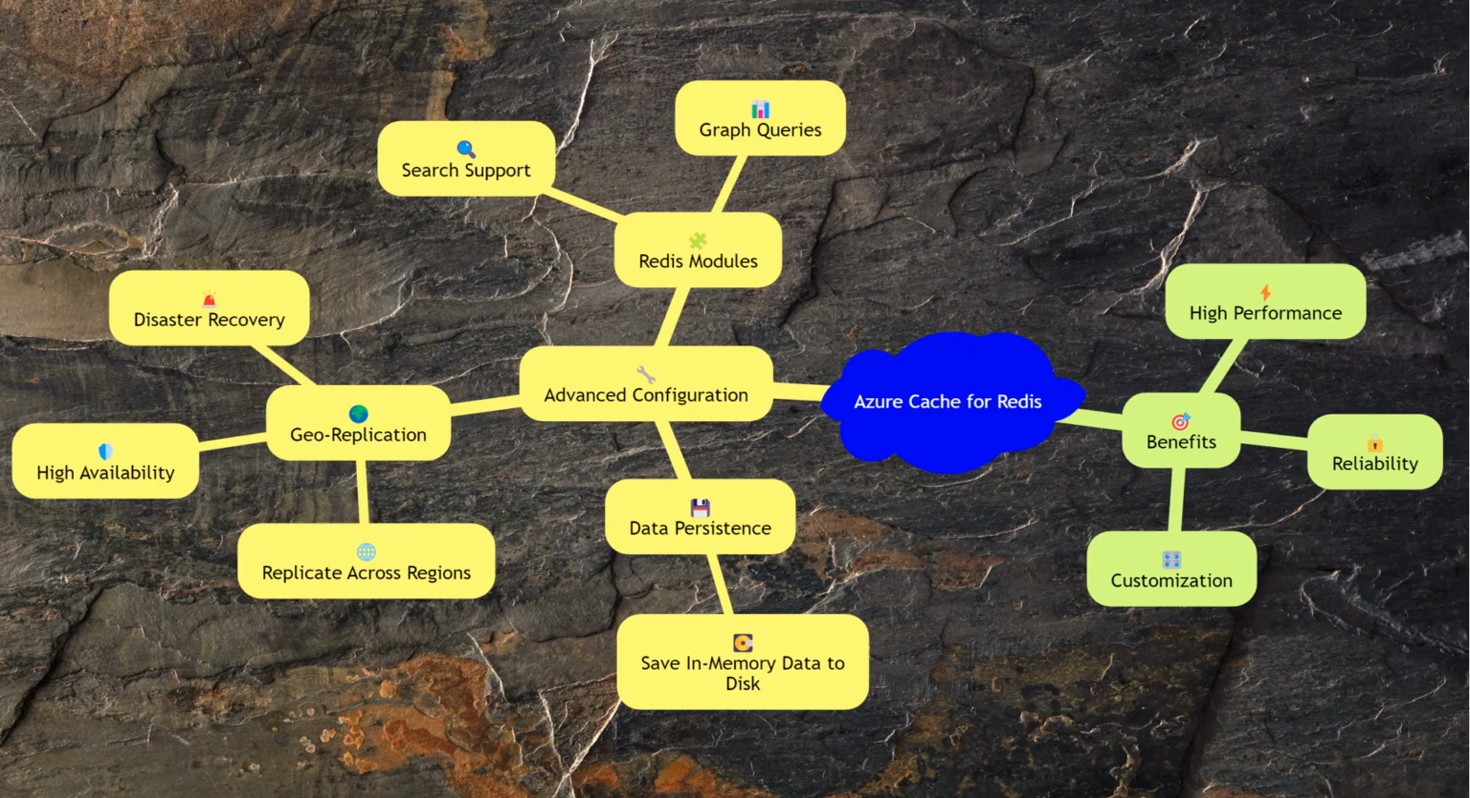Azure Cache for Redis offers several advanced configuration options to enhance its functionality. These include data persistence, which allows you to save the in-memory data to disk, and geo-replication, which enables you to replicate data across multiple regions for high availability and disaster recovery. Additionally, you can configure Redis modules to extend the capabilities of your cache, such as adding support for search and graph queries. By leveraging these advanced options, you can tailor your caching solution to meet the specific needs of your application and ensure high performance and reliability.